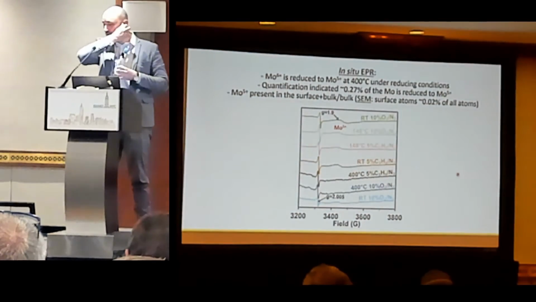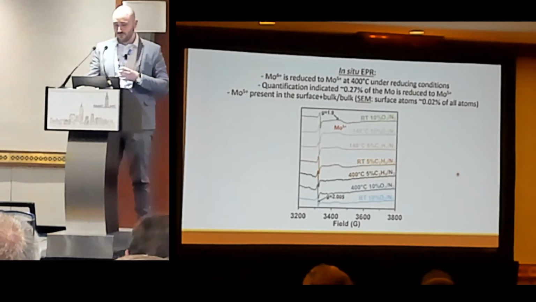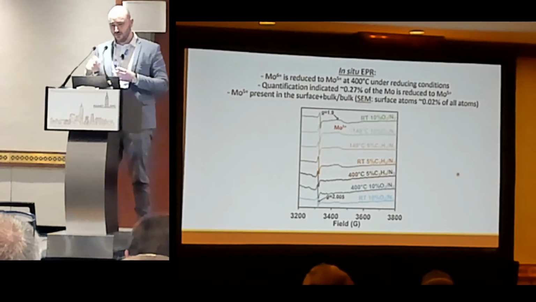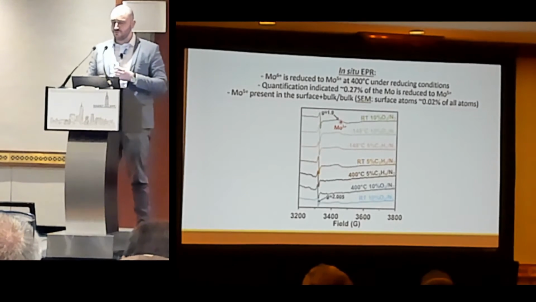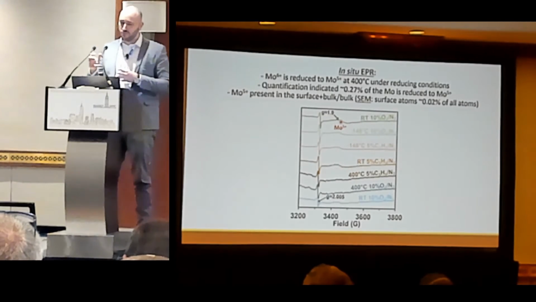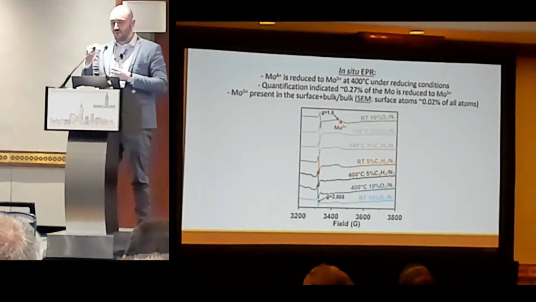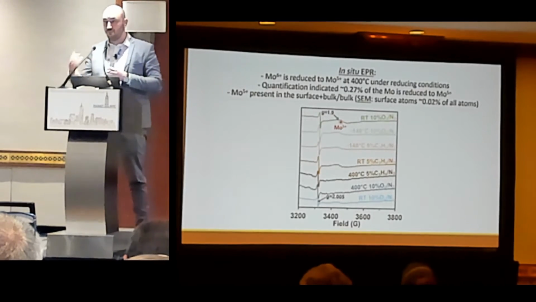So the in situ EPR spectrum told us that when we go from the bottom up, from oxidizing conditions, high temperatures, switch to reducing, cool down to get a good spectrum by quenching, we can see the molybdenum 6+ is reduced to molybdenum 5+ at 400 under reducing conditions with propylene. And by actually quantifying this, which is very cool, we can know that approximately 0.27% of the molybdenum is reduced from 6+ to 5+.